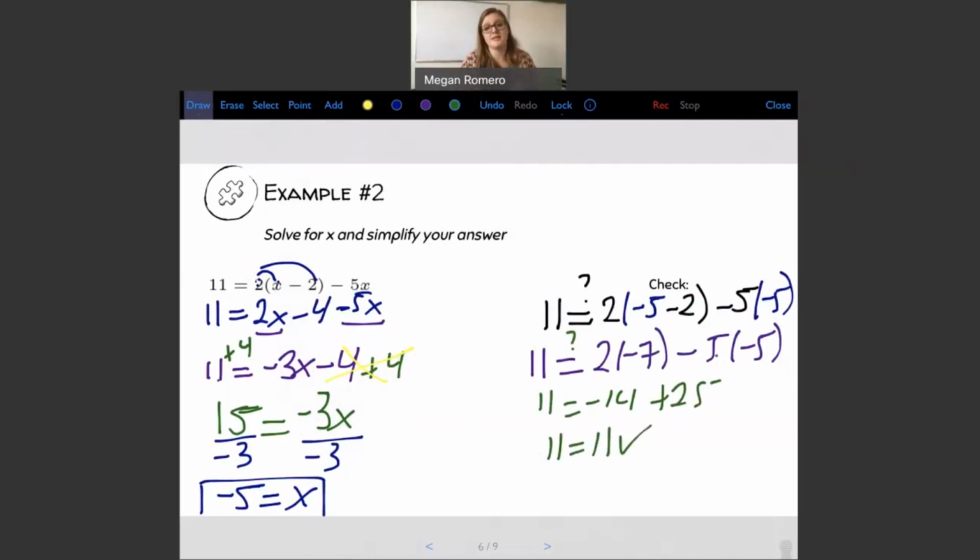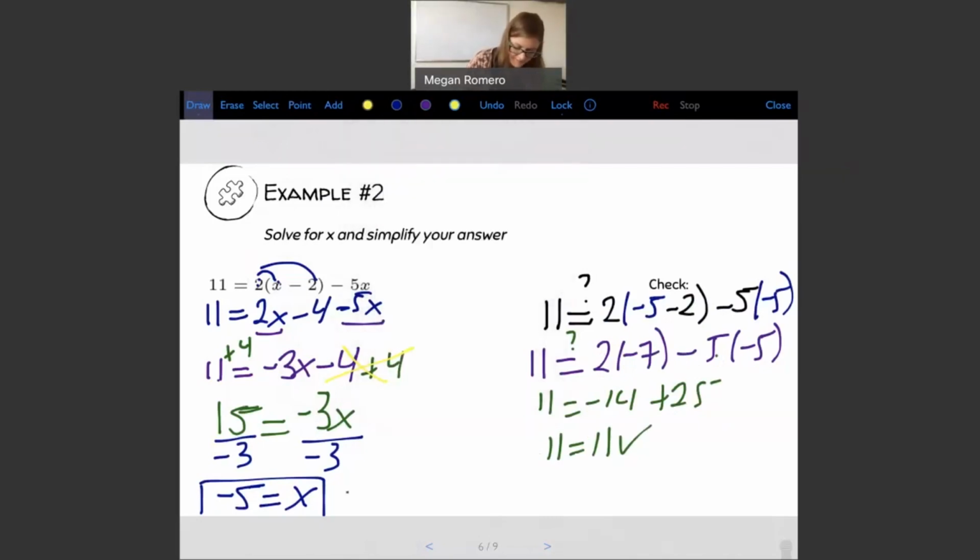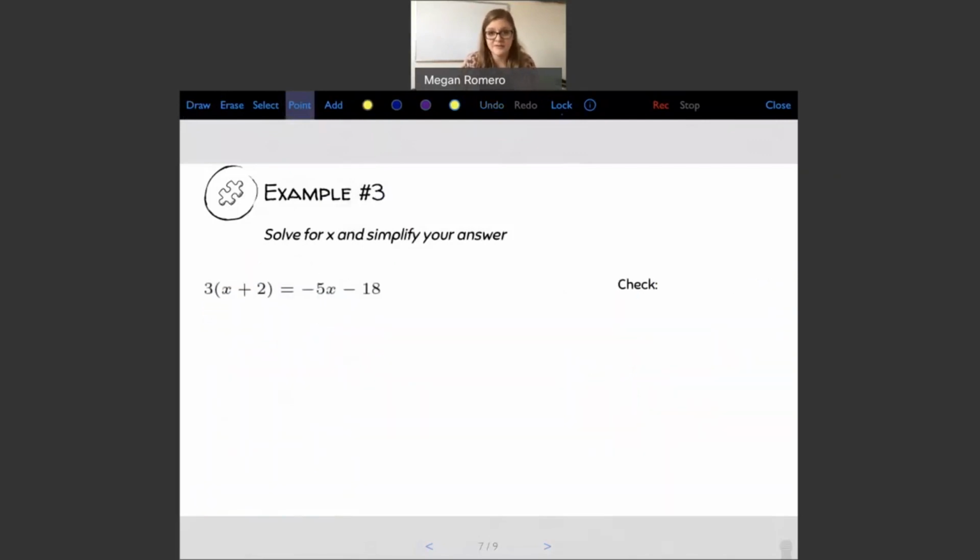Okay, so what this means is that the value of x that we found, x equals -5, does make the equation true. So this is our final answer. X equals -5. So notice our answer is not 11. Okay, 11 equals 11 just showed us that what we found solves the equation, but the answer is x equals -5. Okay, so this was an example where we had variables on the same side of the equation. In our next example, it's going to be variables on both sides, so you can see how that's working.